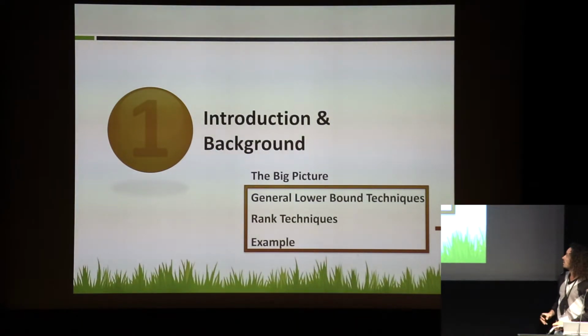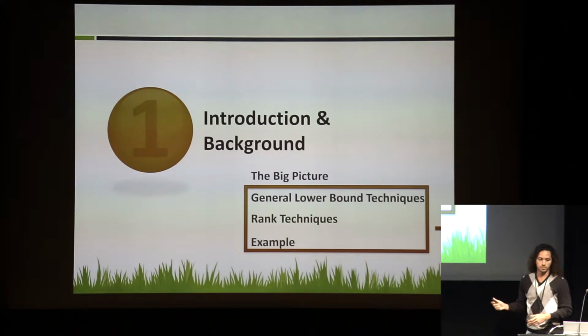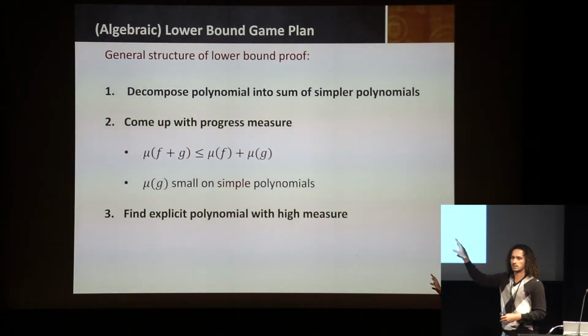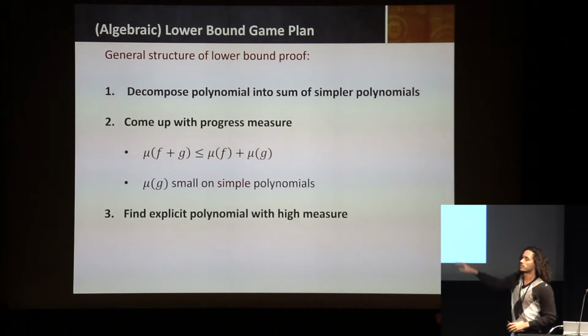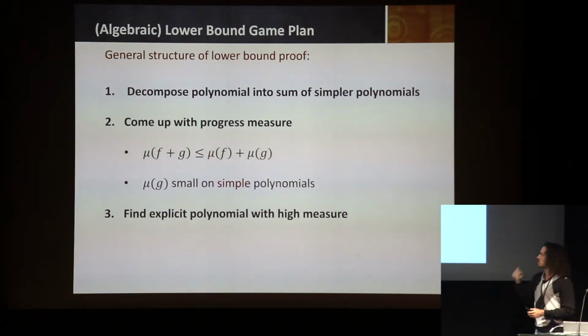Now, let me talk a little bit about the general lower bound techniques and a little bit of what we do. Throughout all the lower bounds that I mentioned for low depth circuits, they all go in this way: you pick a polynomial and you decompose it into some simpler polynomials. And then you come up with a progress measure that is just subadditive. So mu of f plus g is less than or equal to mu of f plus mu of g.